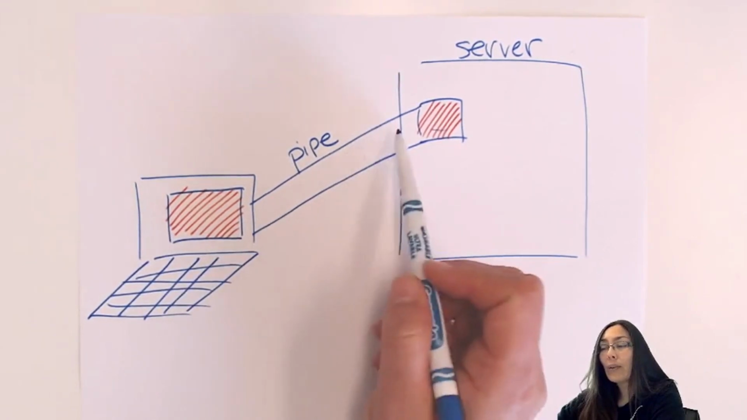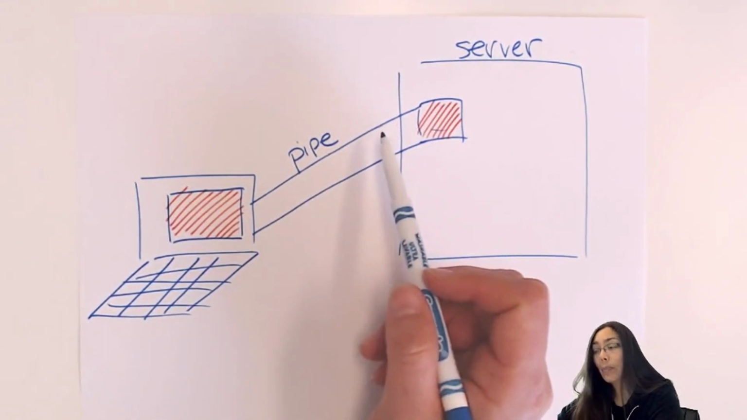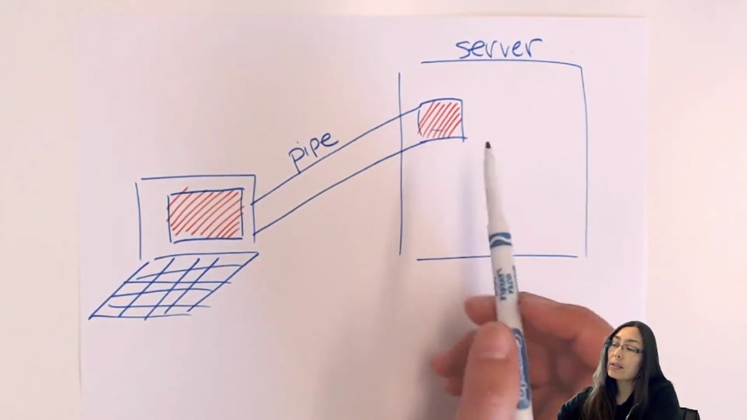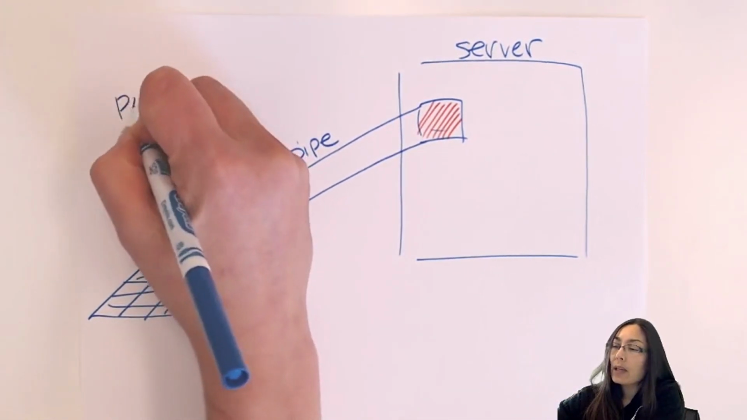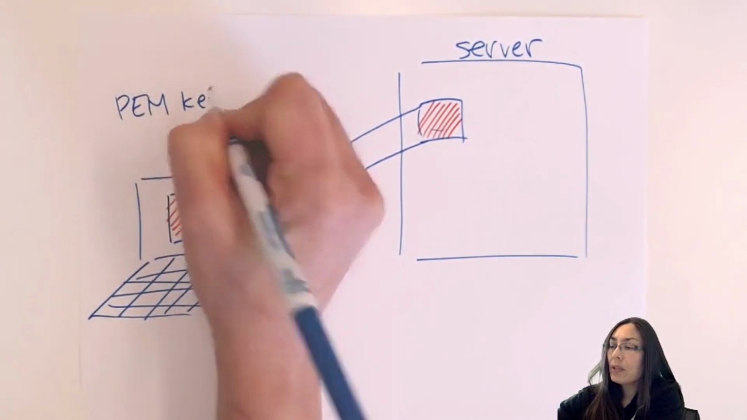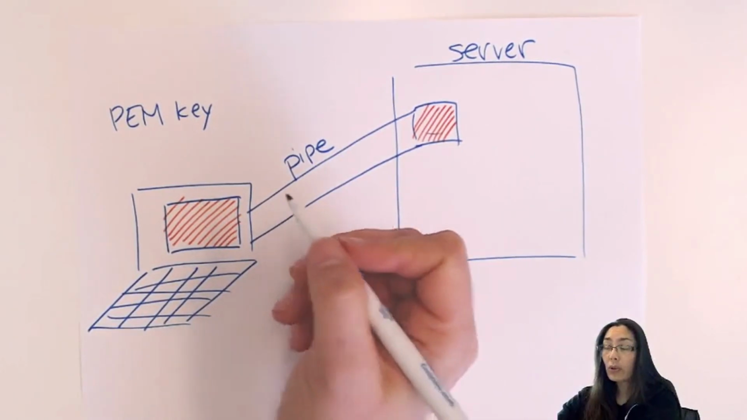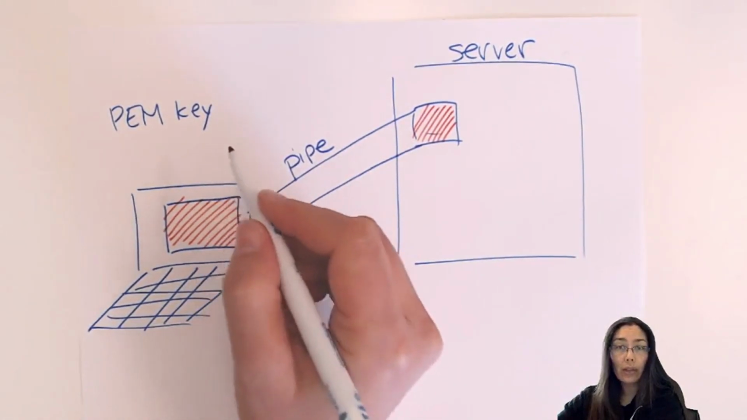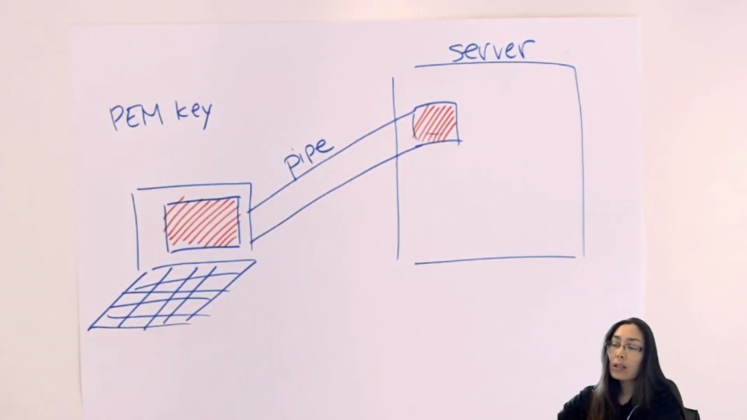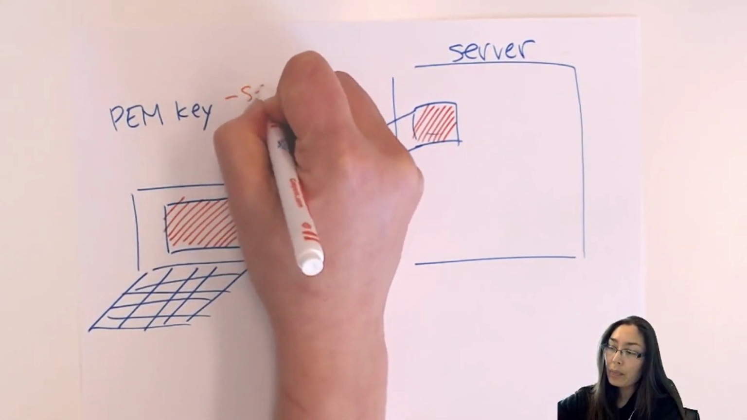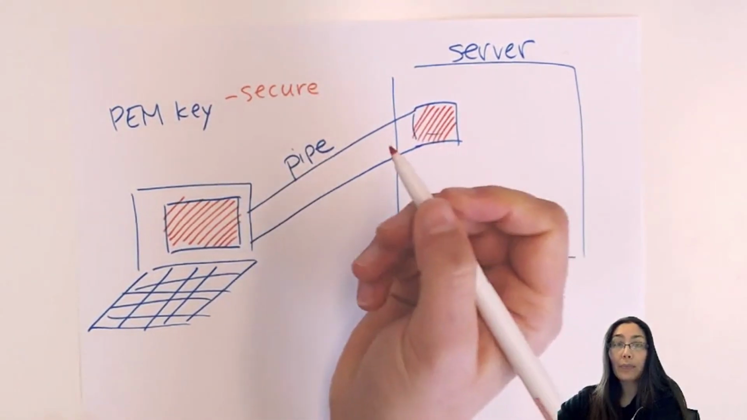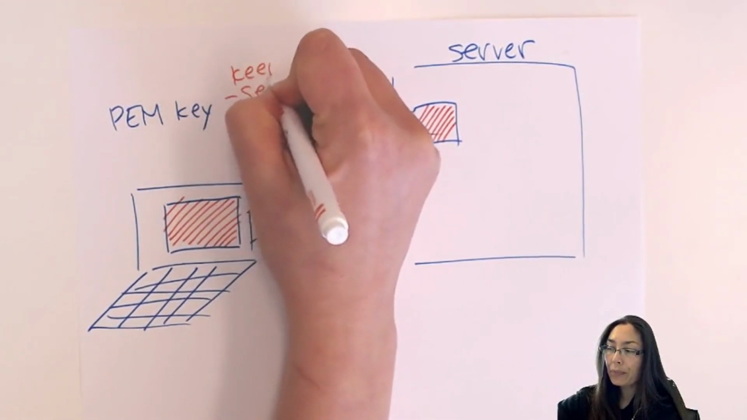Okay, so how did we know that we were allowed to make this pipe and access this little instance of the server? We were able to do that because we have a PEM key. So you're going to be asked to download a PEM key when you create your instance, and you make sure that you keep that super secure, okay, because that is what allows you to have permission to create this pipe. Okay, so keep it super secure.